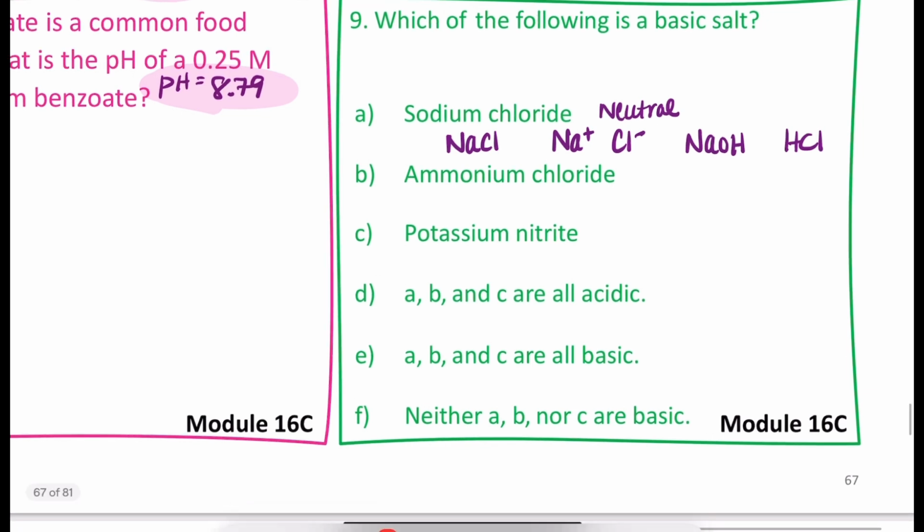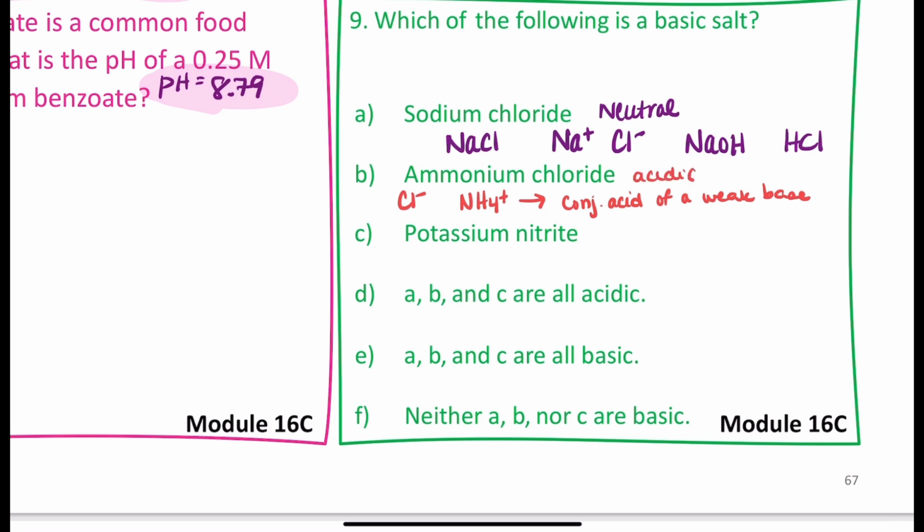What about ammonium chloride? This comes from NH4 plus and Cl minus. The Cl minus is what we just talked about, right? I know chloride is the conjugate base of a strong acid. It's not going to do anything. But NH4 plus is the conjugate acid of a weak base. So it's going to be acidic. It's going to donate a proton, but it's not going to be basic.